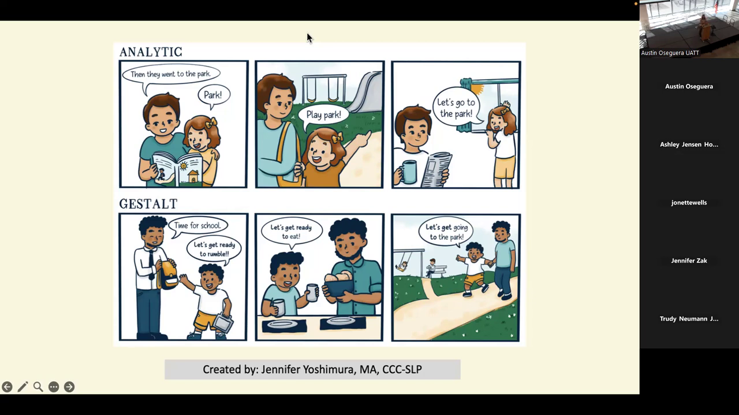And so then the next stage is he's breaking down the script. So he's still using it, but he's been able to have some flexibility and he's adding a new thing to it, taking away let's get ready to rumble, let's get ready to eat. And then further, let's get going to the park. So he's still using part of his script, but he's broken it down so that it's more functional for him and his communication partners have more context.